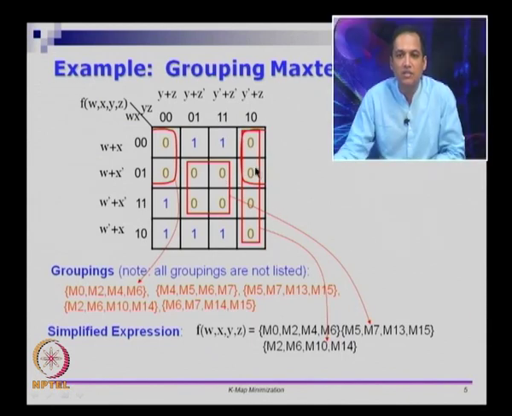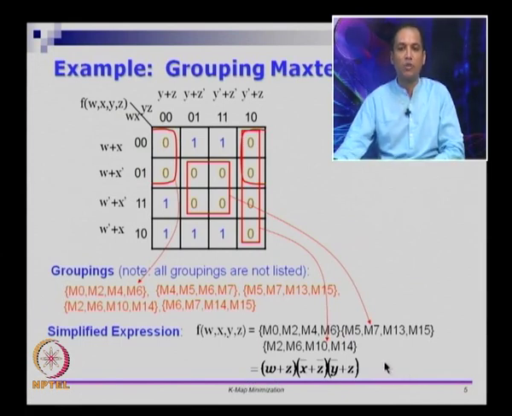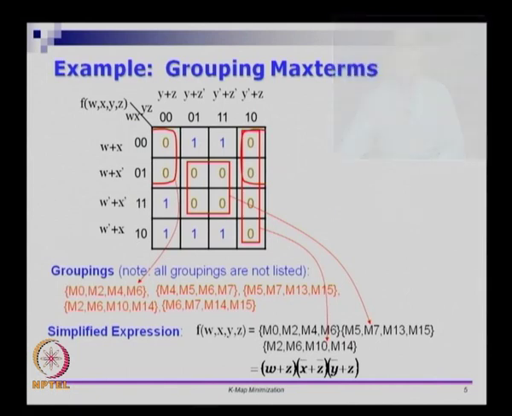Finally, the last column here, w and x are continuously changing, but this corresponds to the term y bar plus z. So this one is w plus z, this one is x bar plus z bar, and this last column is y bar plus z. You can write that as a simplified Boolean expression, w plus z into x bar plus z bar into y bar plus z. So in this example we have grouped the zeros together and we got a product of sums.